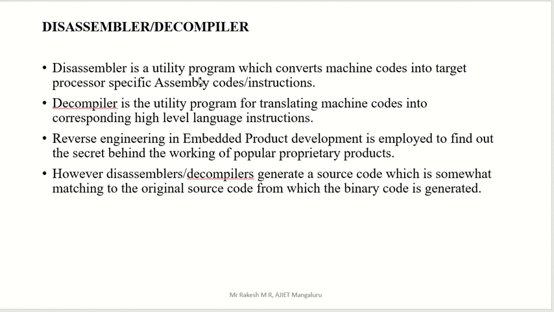A disassembler is a utility program which converts machine code into target processor specific assembly code. So an assembler is used to convert assembly to machine, but disassembly means machine to assembly, the reverse process. A decompiler is a utility program to translate machine code into corresponding high level language instructions. Compiler means high level to machine level, decompiler means again machine level to high level, the reverse procedure.